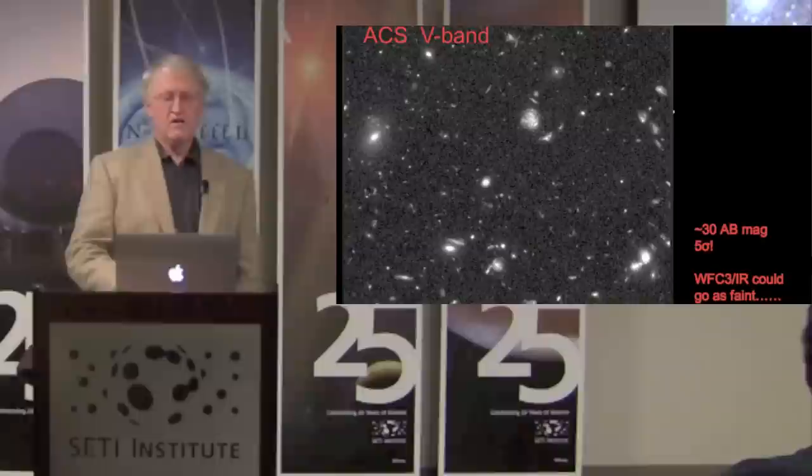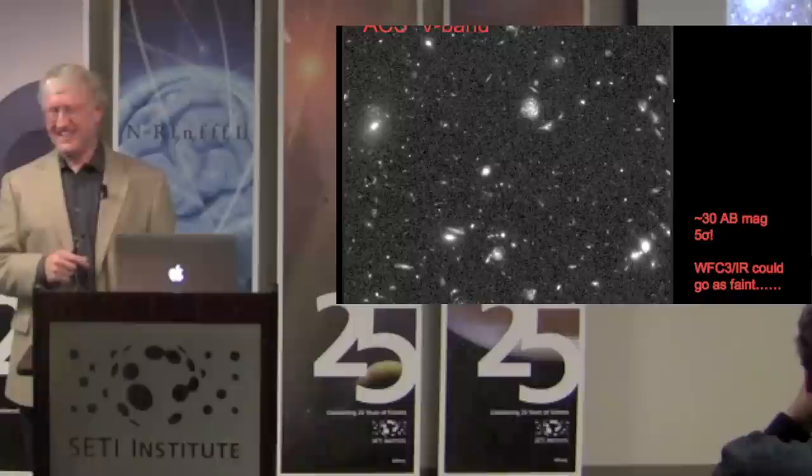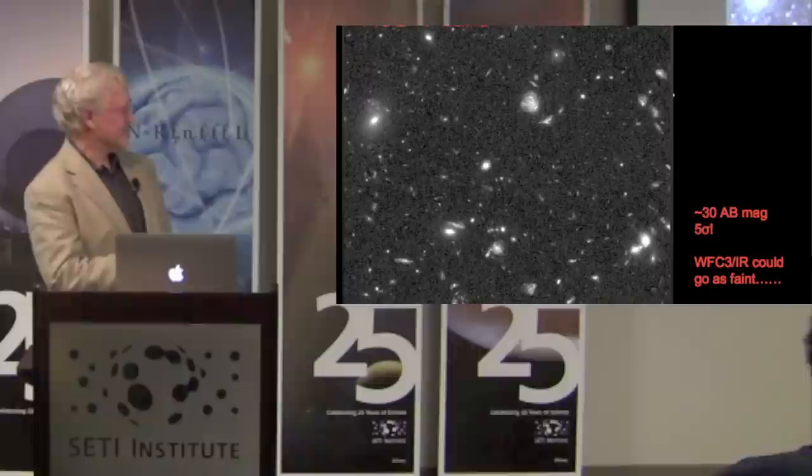So let me show you the deepest image of the sky ever taken. This is still from the Advanced Camera, my old favorite. I was deputy PI of the Advanced Camera. 10 years of work went into getting that instrument on the shuttle in 2002, but it's been a remarkable instrument. 30th magnitude. This goes down to 5 sigma for a detection. Deepest image of the sky ever taken.